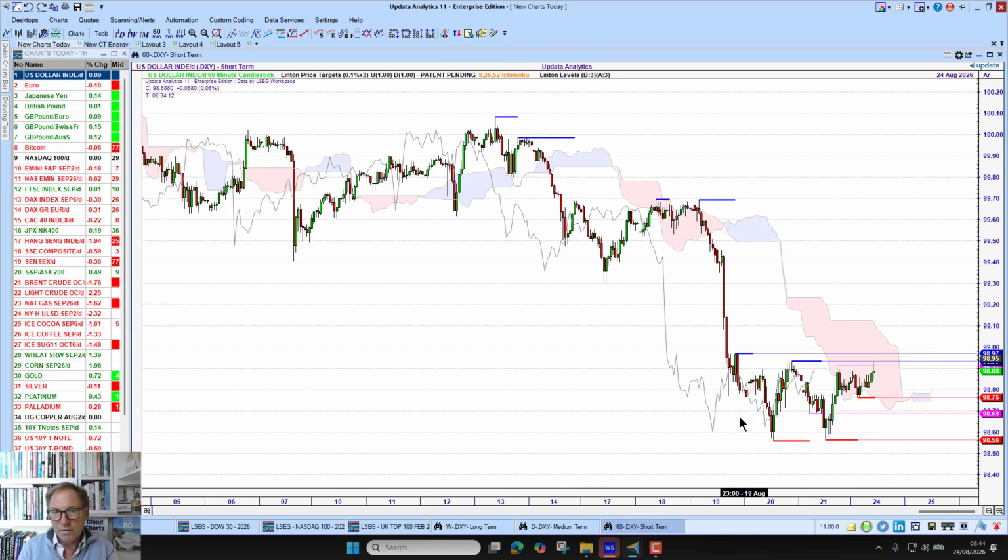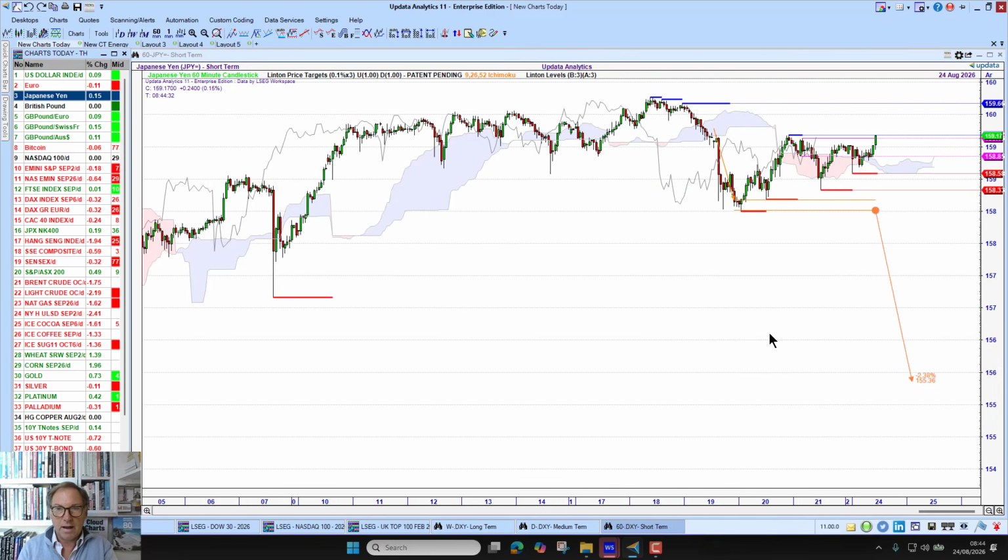We formed a double bottom. And the normal rule there is that the height of the pattern is the height you can expect to recover to. And there's quite a good chance that this previous support level will now become resistance. And we are still bearish below the cloud, so that's quite key.